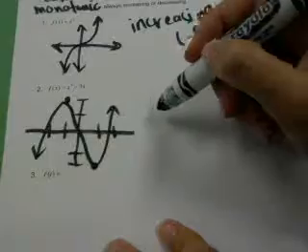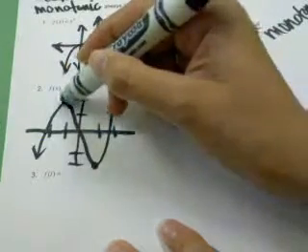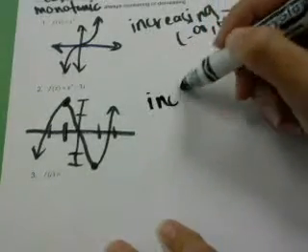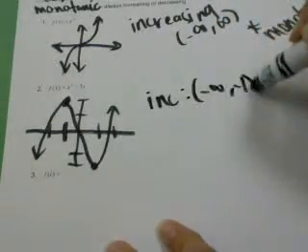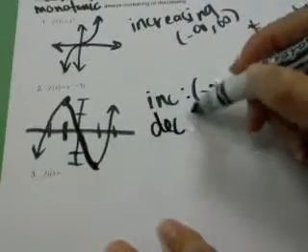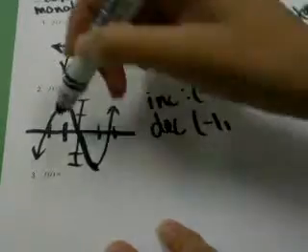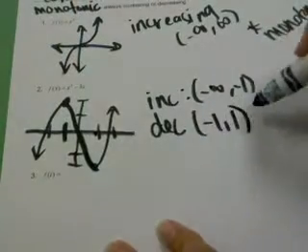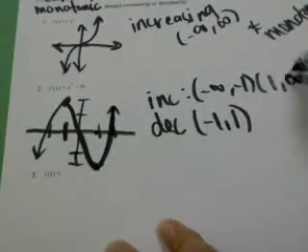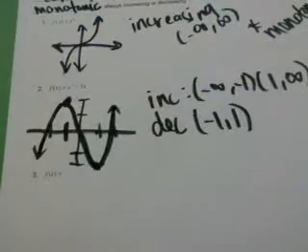If I start from left to right, from negative infinity all the way to negative 1, remember I'm looking at the x value, it is increasing. Then right here it changes and it starts to decrease from negative 1 all the way till the x value is 1. Then here it changes again and this begins to increase, so from 1 to infinity it is increasing. Notice I'm only using x values. Also, I'm always using parentheses, no brackets when it comes to increasing, decreasing, constant.